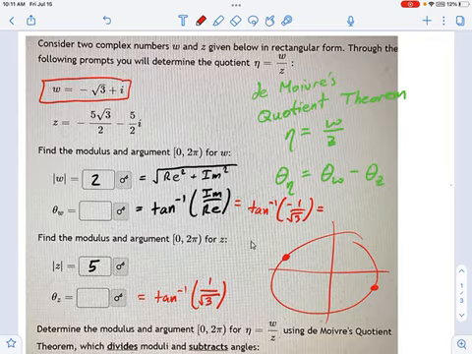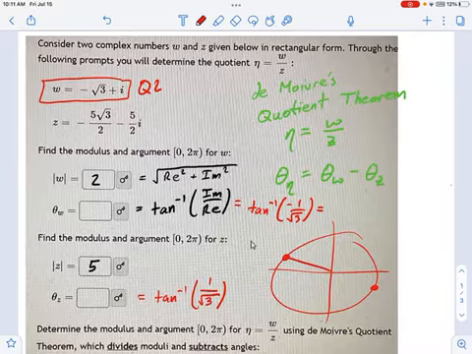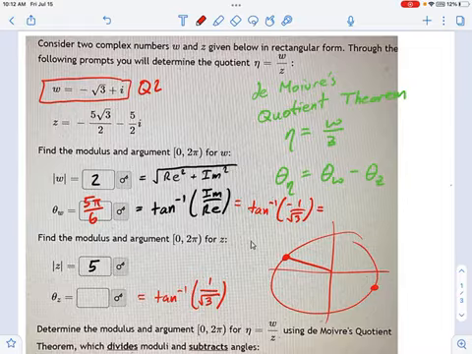You'll see it's a negative real number and a positive imaginary number. That means we're going left and up. So that is quadrant 2, meaning our angle is right here. Okay, that, if I remember right, is 5 pi over 6. Okay, so that's our angle for w.